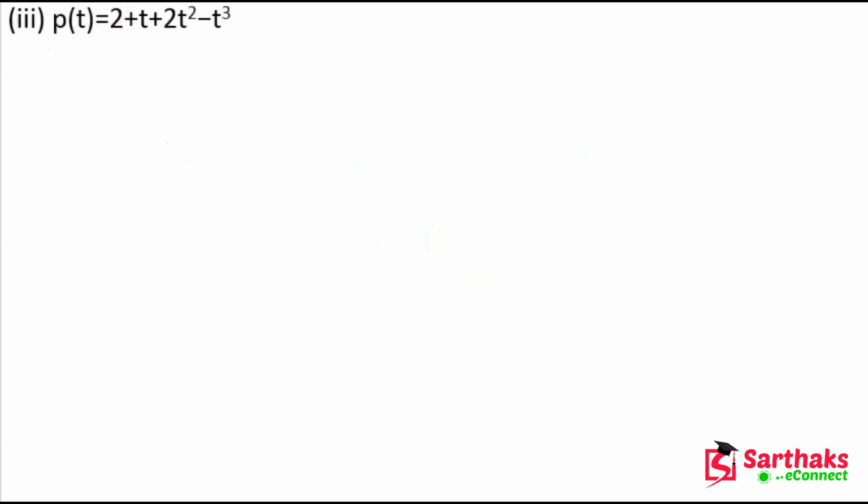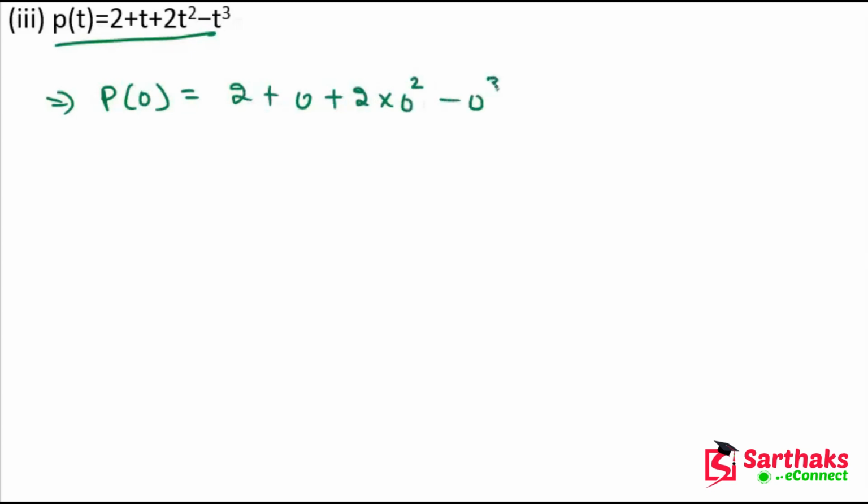The next is, my dear friends, a polynomial like this. We have the polynomial in the variable t. First of all we have to find p of 0, so we get 2 plus 0 plus 2 into 0 square minus 0 cube. All these terms are 0 except 2.